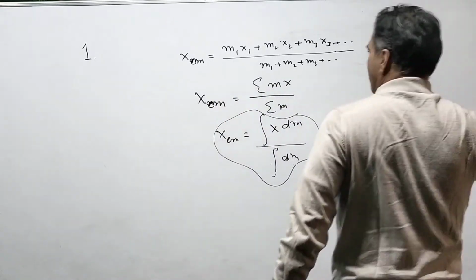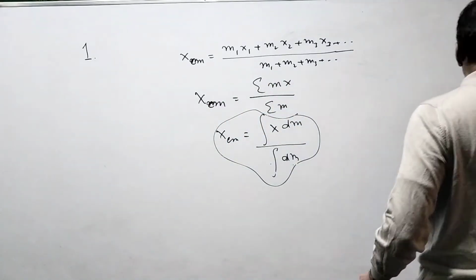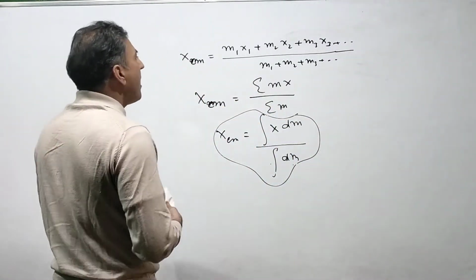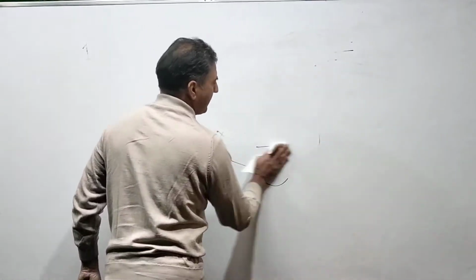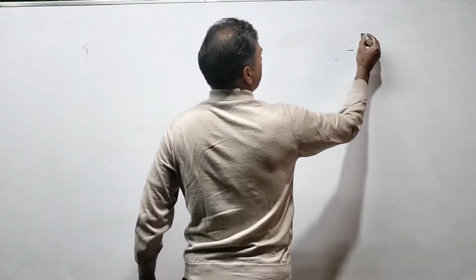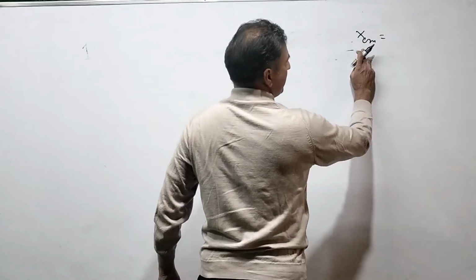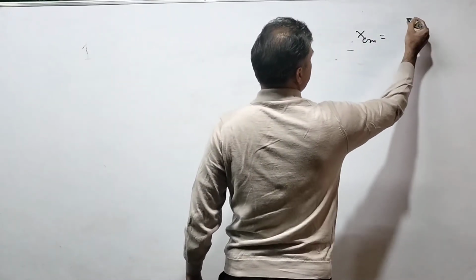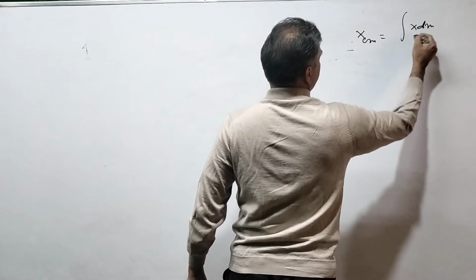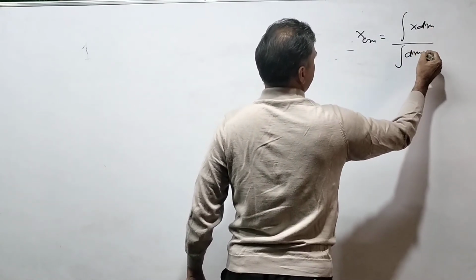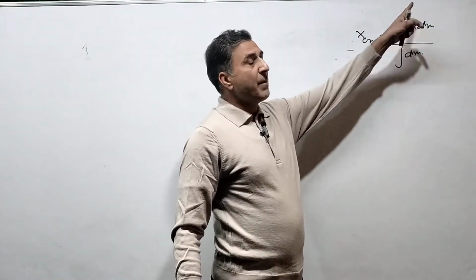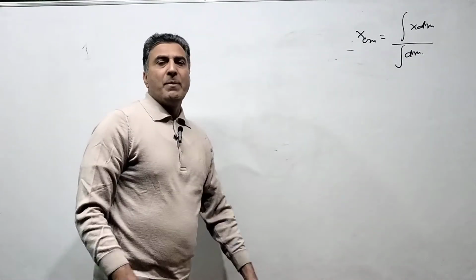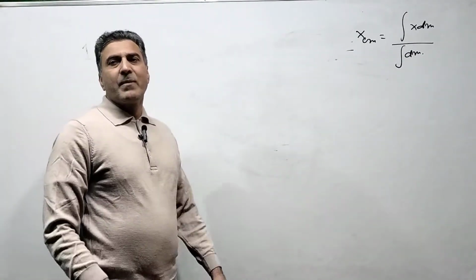Okay, now let me use this formula to find the center of mass of some bodies. How to use this formula? The formula is this: the center of mass position of extended bodies is the integration of x dm, whole divided by the integration of dm. But the integration limits, what is the lower limit and what is the upper limit, depend upon the actual problem, the actual situation we are dealing with.